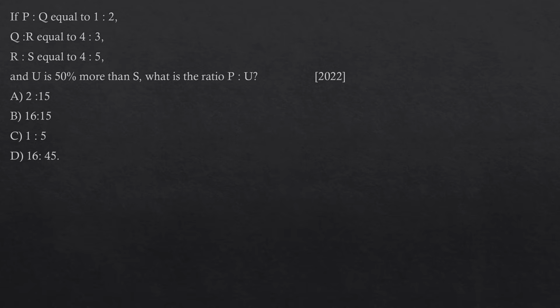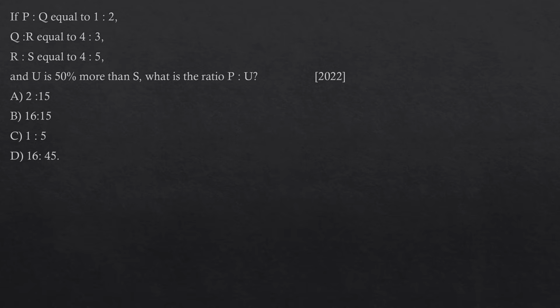Hello everyone, in this session we'll solve a previous year question, and this question was asked in GATE 2022 for the General Aptitude section. The question is: if P is to Q is equal to 1 is to 2, Q is to R equal to 4 is to 3, R is to S equal to 4 is to 5, and U is 50% more than S, what is the ratio P is to U?